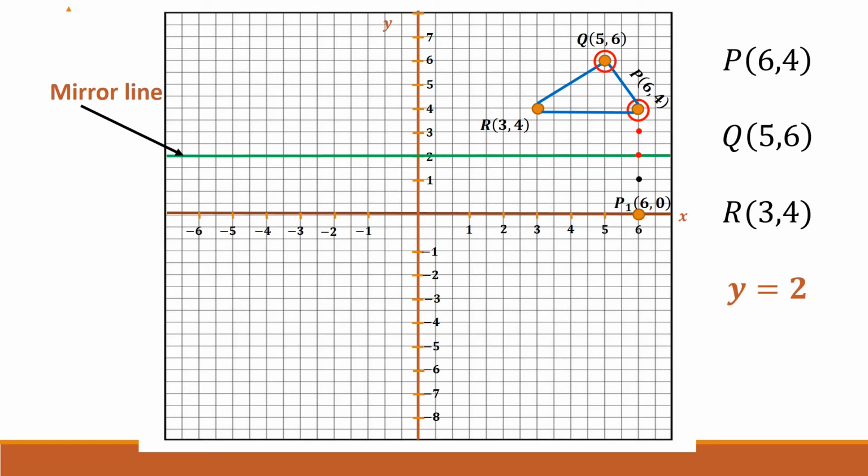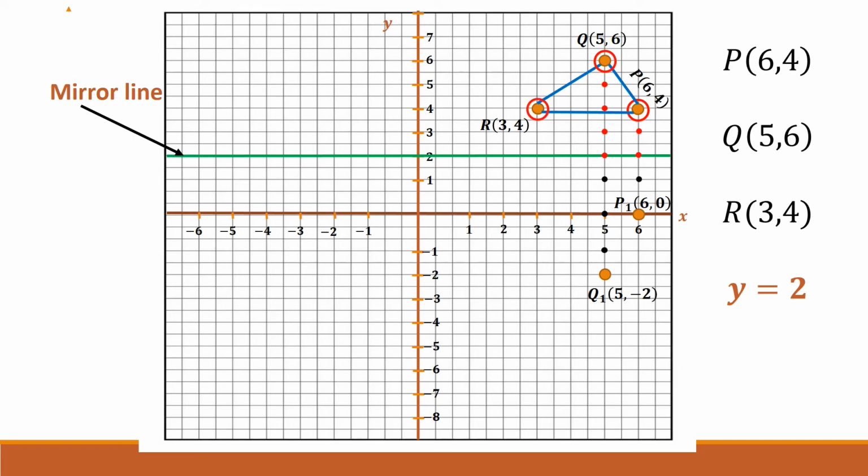I'll pick the next point, which is Q, and move towards the mirror line. So let's count. And I'm moving according to the scale, so please take note of that. So I'll move 1, 2, 3, 4. So I move 4 steps to get to the mirror line. The same way, move 4 steps away. So 1, 2, 3, 4. So the point over here produces the image point Q1, which is (5, negative 2).